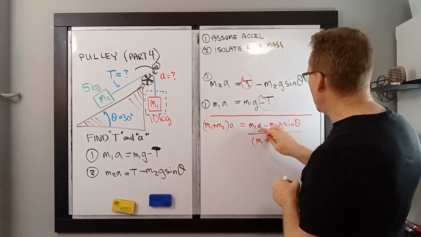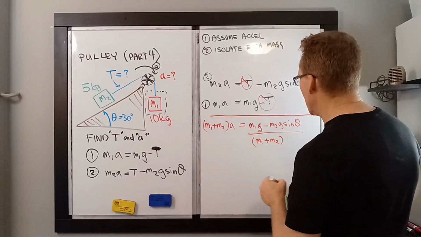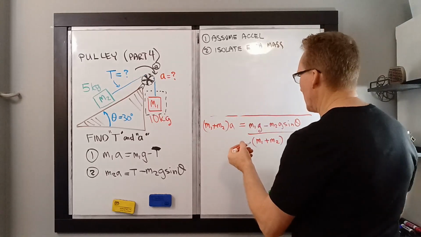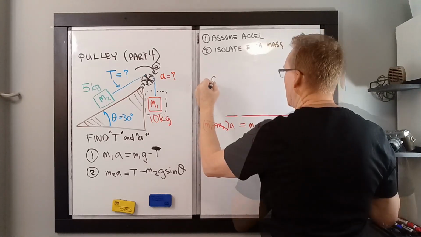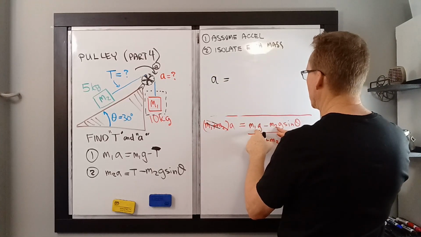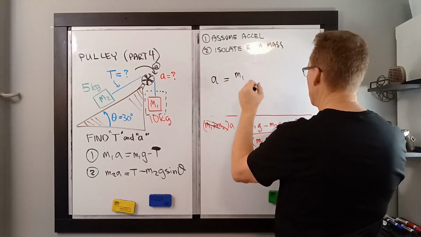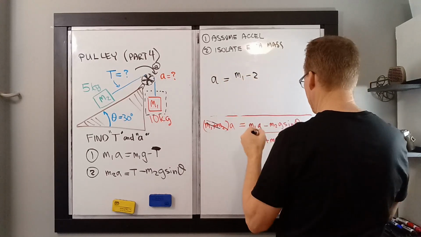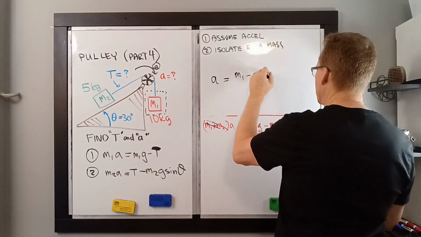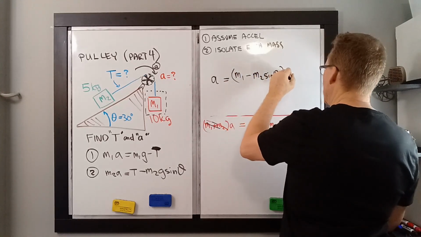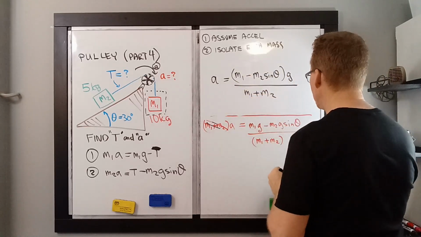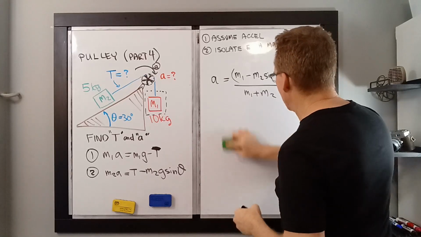We have something here that has g in it. We could take the g out for each of these if we wanted to. I will do that, but I'm going to erase this just to give myself some room. So I'm going to rewrite this whole thing now. A is equal to, remember we canceled this when we moved it over to here. We have a g for each of these. So it's going to be m1 minus m2 sine theta, all times g, all divided by m1 plus m2. There we go. We've got one big beautiful equation.